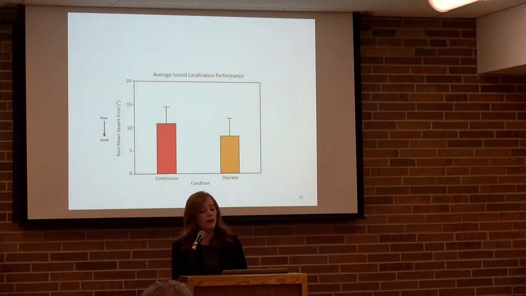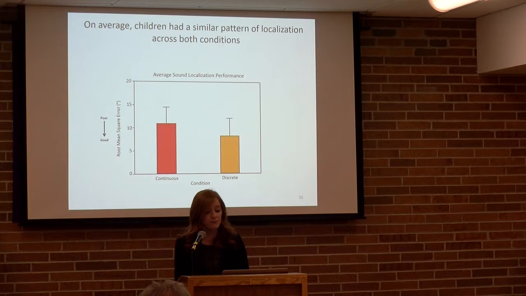So now this is a graph showing the average of all the participants' RMS across both conditions. The average RMS in the continuous condition was about 10.5 degrees, and the average in the discrete was about 9 degrees. So on average, normal hearing children had a similar pattern of localization across both the continuous and the discrete conditions.